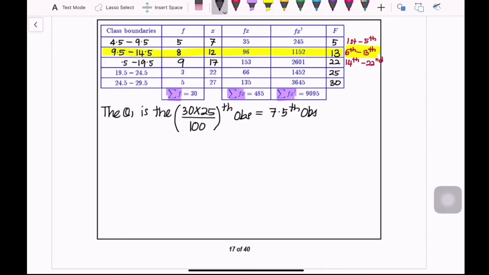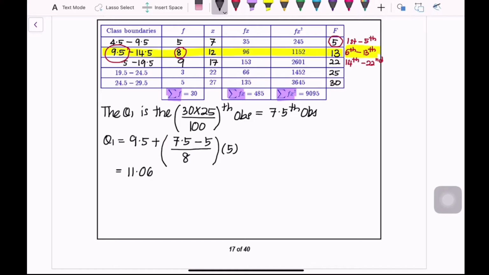By using the formula of Q1, Q1 is equal to the lower boundary for the class Q1, which is 9.5, plus n times k over 100, the value is 7.5, minus the cumulative frequency before class Q1, which is 5, over the frequency of the class Q1, which is equal to 8, times the size class or C, which is equal to 5, means 14.5 minus 9.5 is 5. So the Q1 is equal to 11.06.